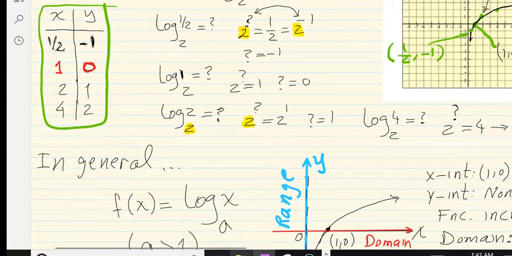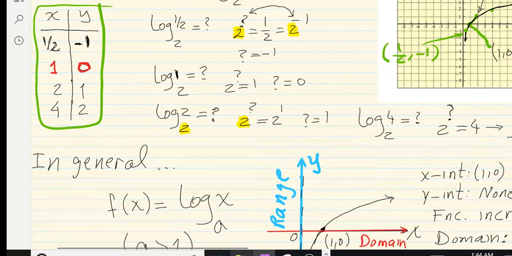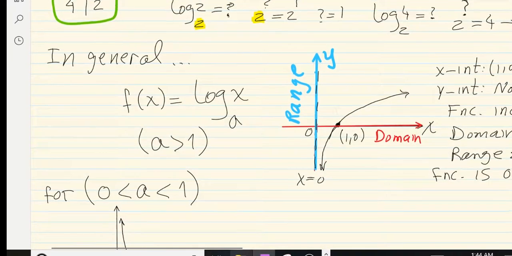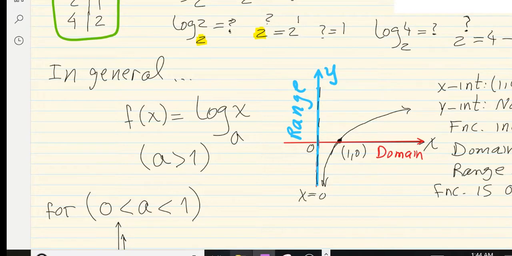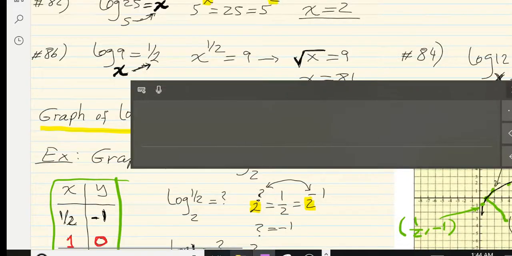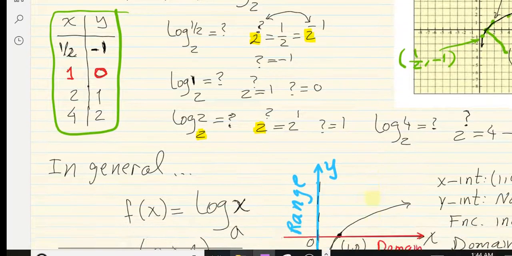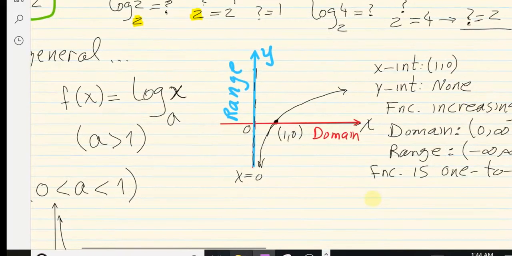Now let me go up. We're going to generalize now what we just saw here. To generalize, I can say in general this is true. For log base a of x, if a is greater than 1, then this is the general shape of the logarithms. It's going to look like this, what you're seeing here. It's going to be an increasing function.